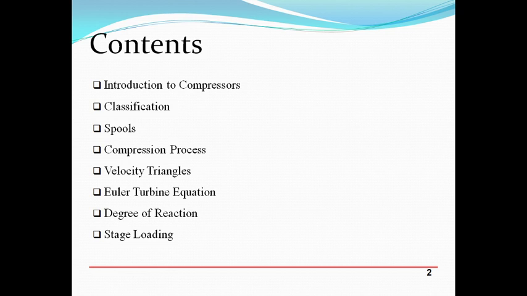Then we will try to learn something on the Euler turbine equation, which is famously known as ETE. We will try to learn the fundamentals and the derivation of this equation. Then we will go ahead with the degrees of reaction and the stage loading. Today probably we will consider only one type, that's the axial compressors. Maybe in session 2 I will try to cover the second type, that's the centrifugal compressors.